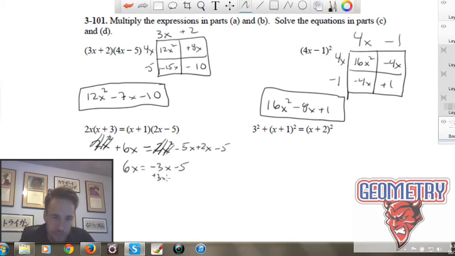So I'm going to add 3x to both sides. So I get 9x equals negative 5. Dividing both sides by 9, you get x to equal negative 5 ninths.